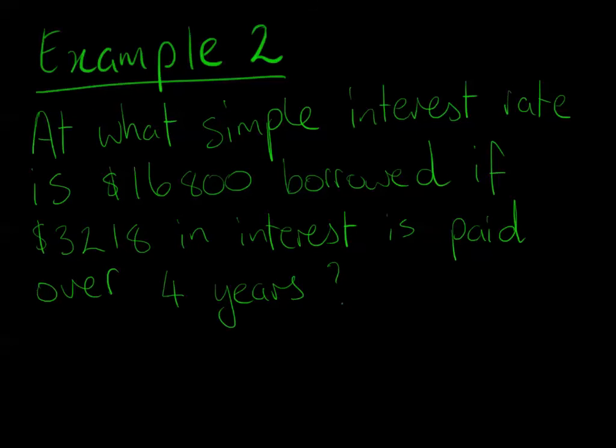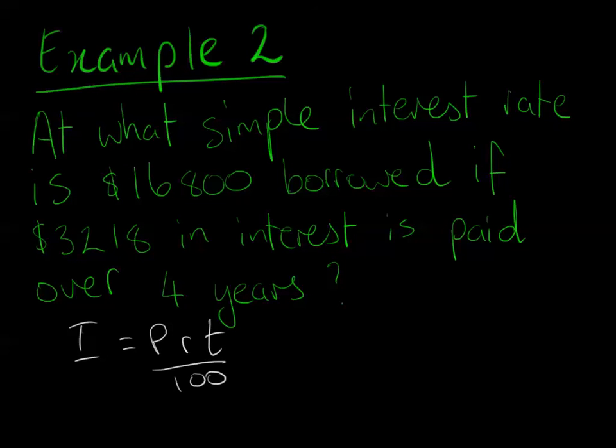Okay guys, let's move on to another example. We have example 2 of what simple interest rate is: $16,800 borrowed if $3,218 in interest is paid over a 4-year period. So to start with, let's write out our formula. Interest amount equals principal times interest rate multiplied by number of time periods divided by 100.